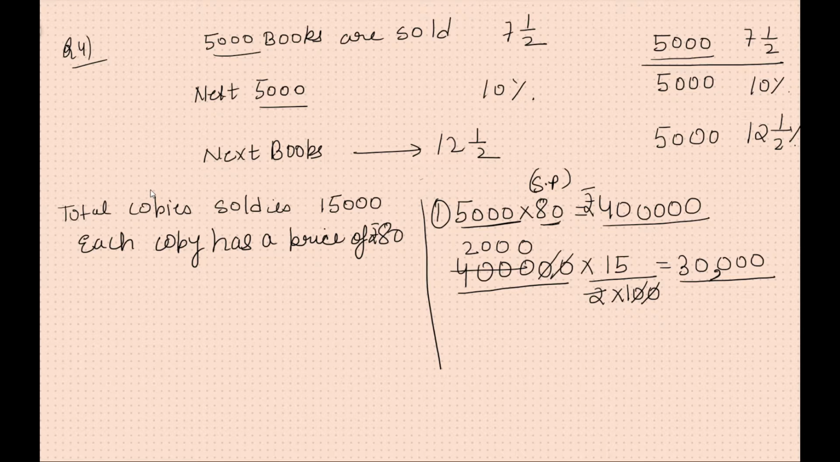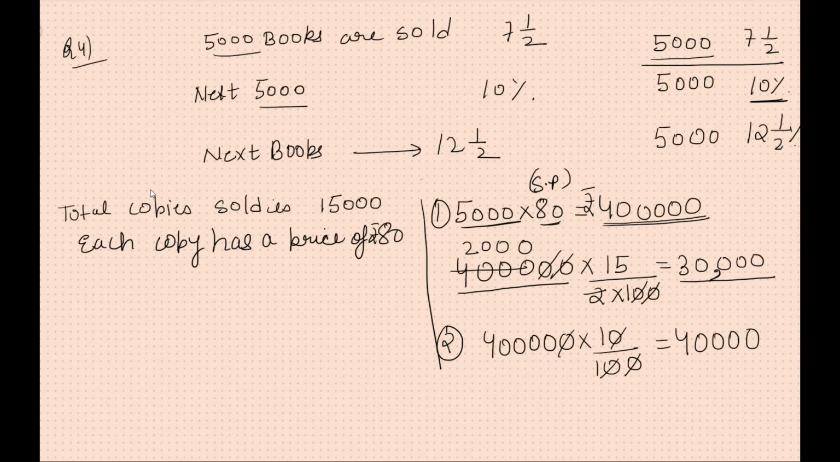Now moving on, the second slot that he sold, again 5,000 copies at 80 rupees each. But this time he is getting a royalty of 10%. So the total amount earned would be the same, 4 lakh rupees only, but this time he is getting 10% of this. So this will be 40,000 rupees. So in the second slot he got 40,000 rupees.